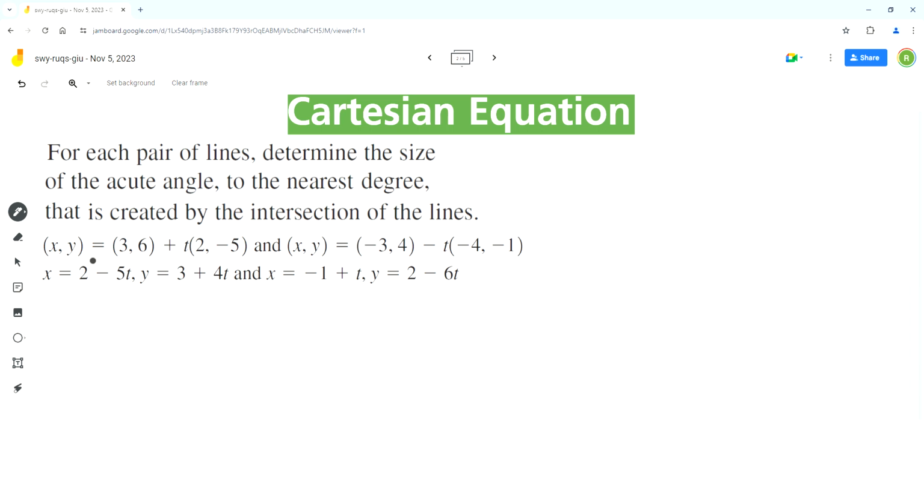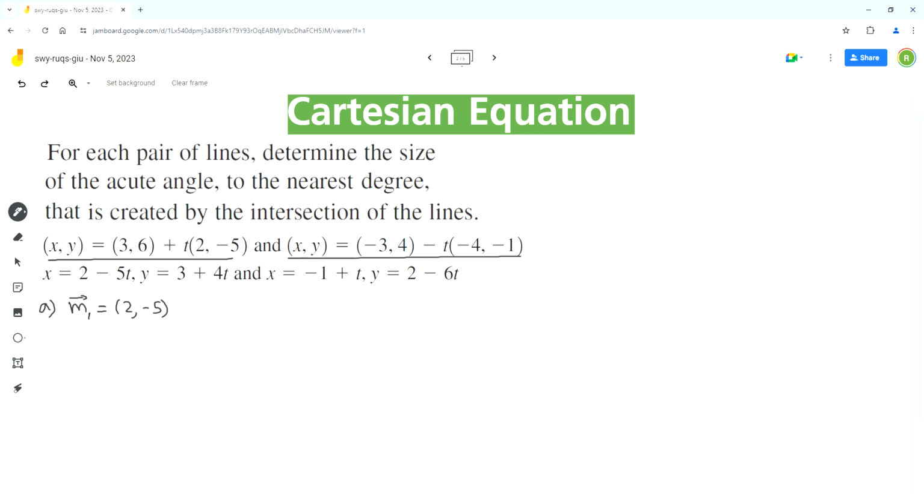In the first pair, the equations are given in vector form. From the vector form equation, we can find the direction vector of the lines. So the direction vector for the first line is 2, -5. It's the vector with the parameter t. That's the direction vector of the first line.